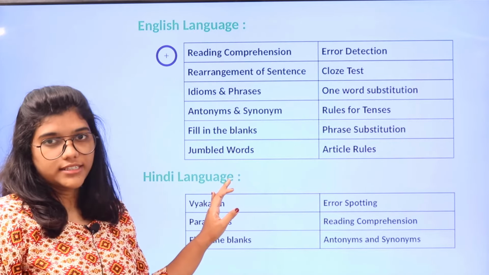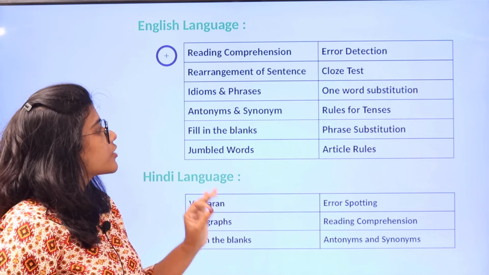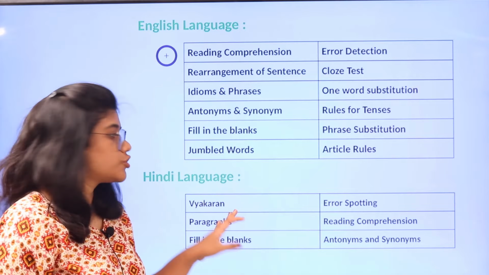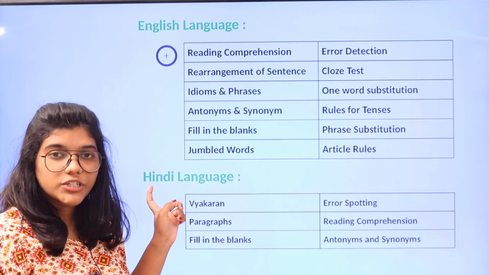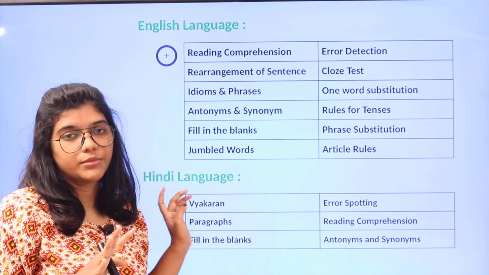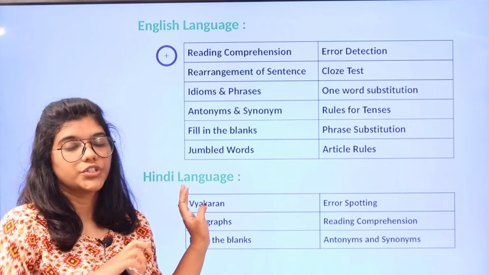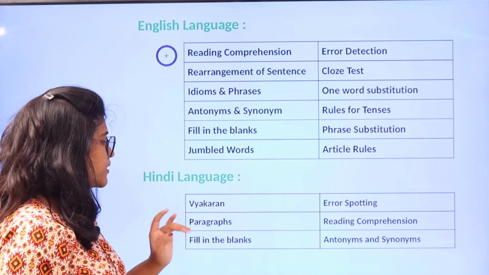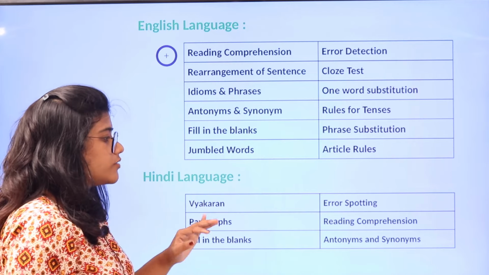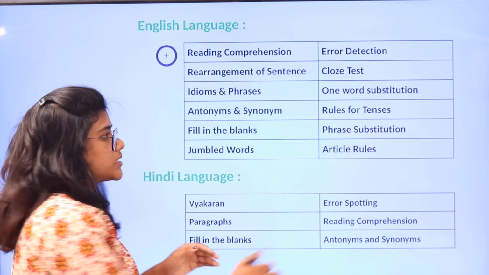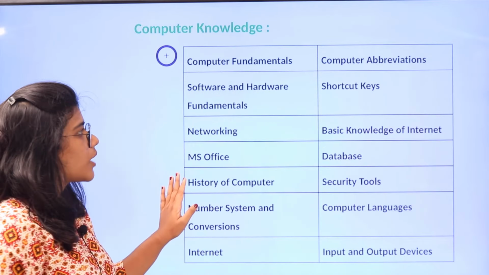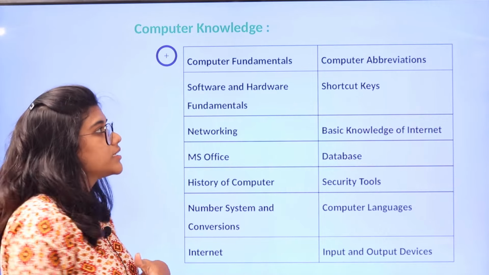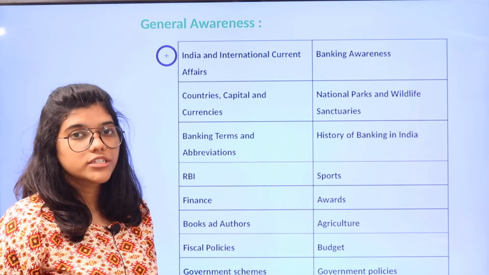For the English language section, it is reading comprehension, error detection, rearrangement of sentences, antonyms and synonyms, rules for tenses, fill in the blanks, phrase substitutions. For the Hindi language section, as I mentioned earlier, in the fourth section of your mains examination paper you will have 2 subdivisions, English and then Hindi. For English, as I've said, and next for Hindi it is Vyakaran, error spotting, paragraphs, reading comprehension, fill in the blanks, and antonyms and synonyms. Next is computer knowledge: basic knowledge of the internet, security tools, MS Office, software and hardware fundamentals, computer abbreviations, computer languages, etc.